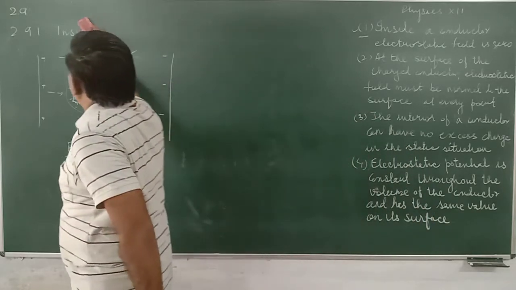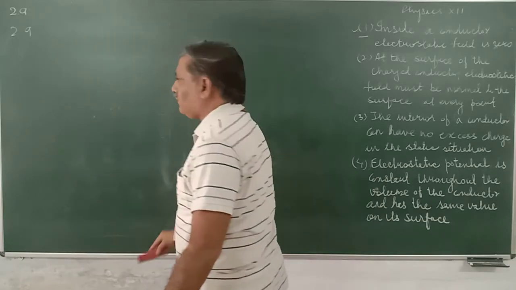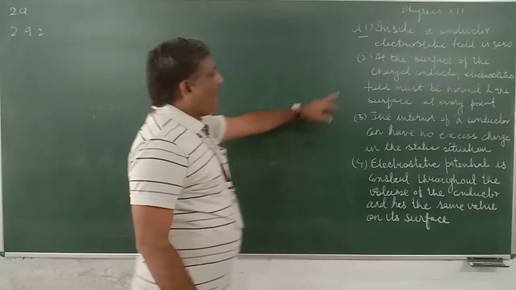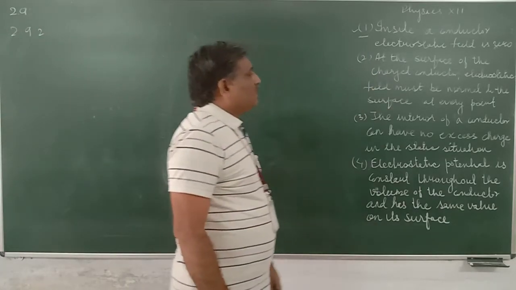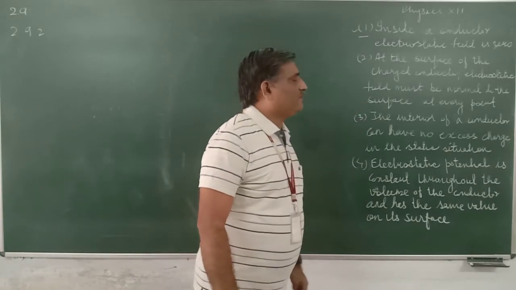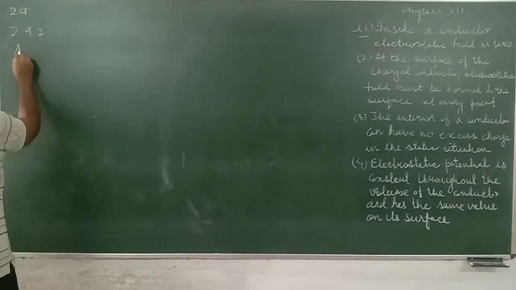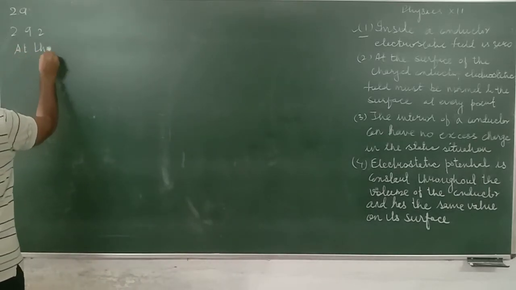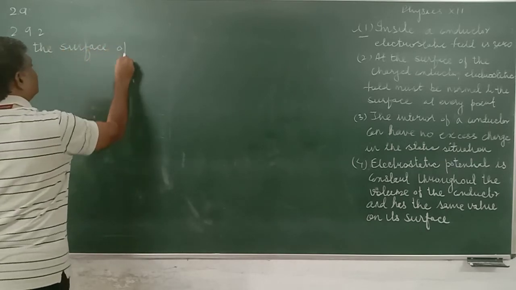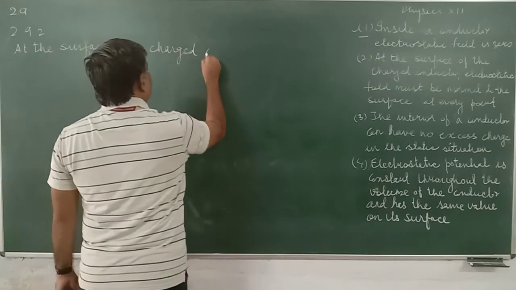The second point is 2.9.2. The first point I have already discussed. At the surface of a charged conductor, the electrostatic field must be normal to the surface at every point.